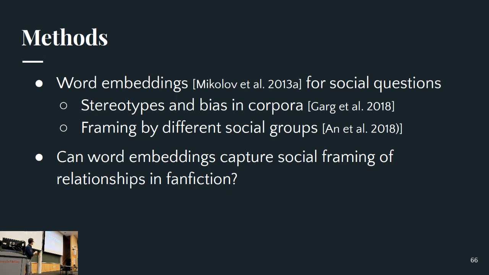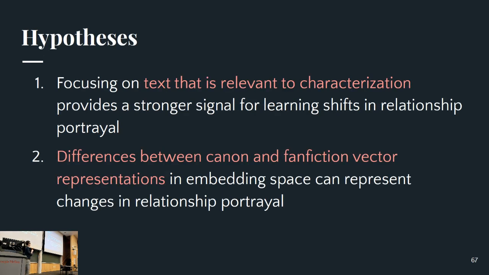We have a couple of hypotheses. These are more methods focused, so it might not be as interesting, but normally with word embeddings, people just throw all the text in. We're looking at whether text that is relevant to characterization provides a stronger signal for learning shifts in relationship portrayal. And then we also want to know whether we can actually capture differences in relationship portrayal using vector representations in embedding space.